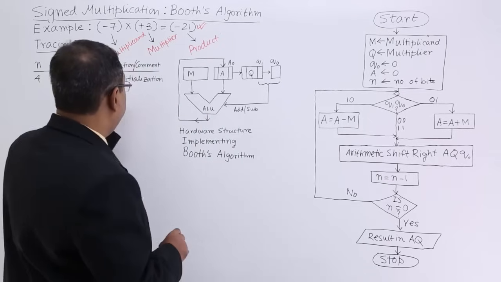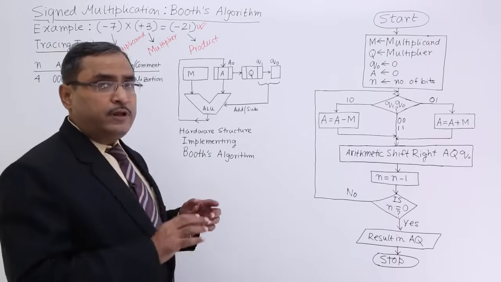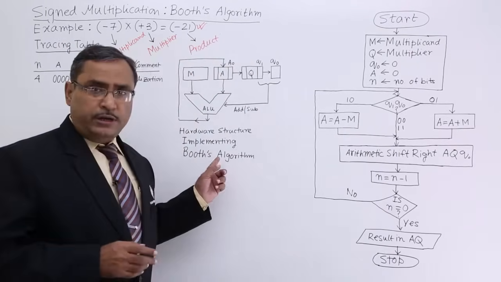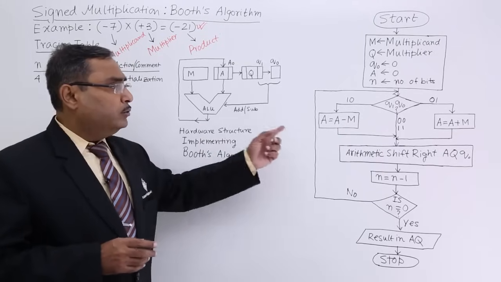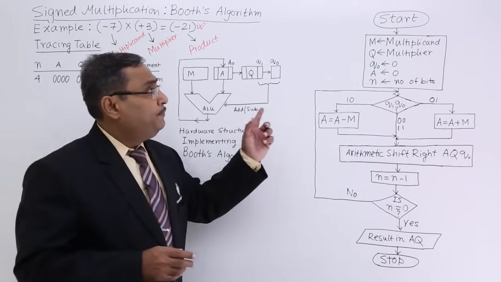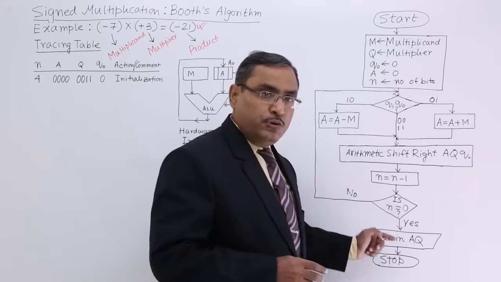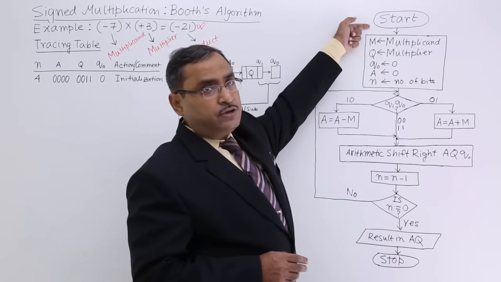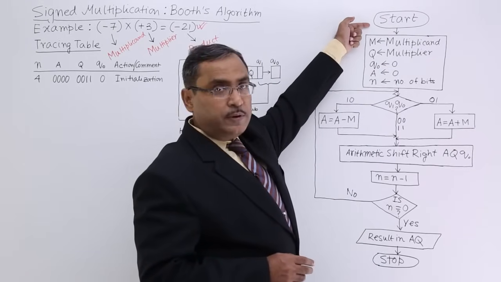This is the zone where I will be tracing a certain example, and this is the hardware circuitry which will depict how these operations are carried out. Now, let me start with the flowchart first. We know that in the oval shaped box we should write start. So, I have written start in the oval shaped box.